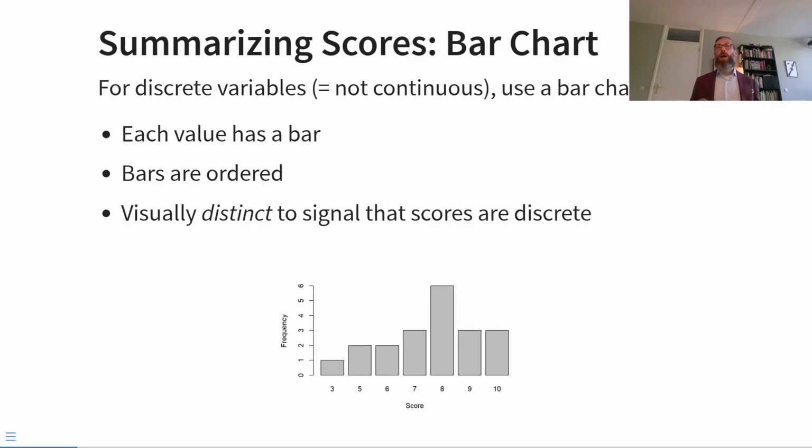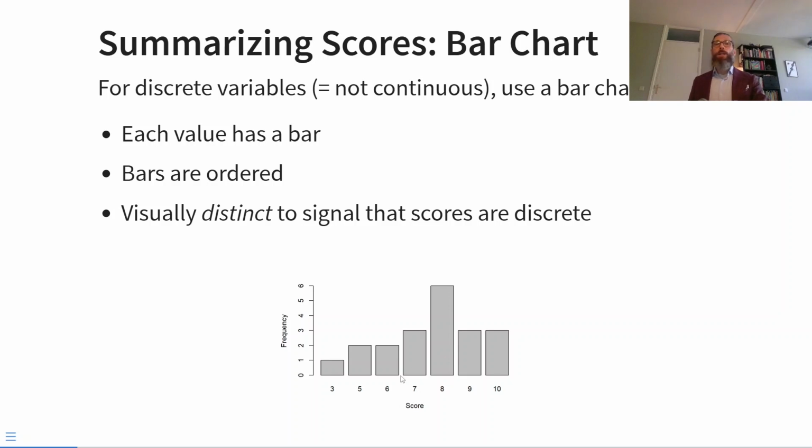A way to visualize such a frequency table is by turning it into a bar chart. In a bar chart, each discrete value is assigned its own bar or column, and the height of that bar is determined by the number of participants that obtained that particular value. So here below in the slide, you see all of the scores that I just showed you in the frequency table. And again, we see that only one student obtained a 3 and that 6 students obtained an 8.